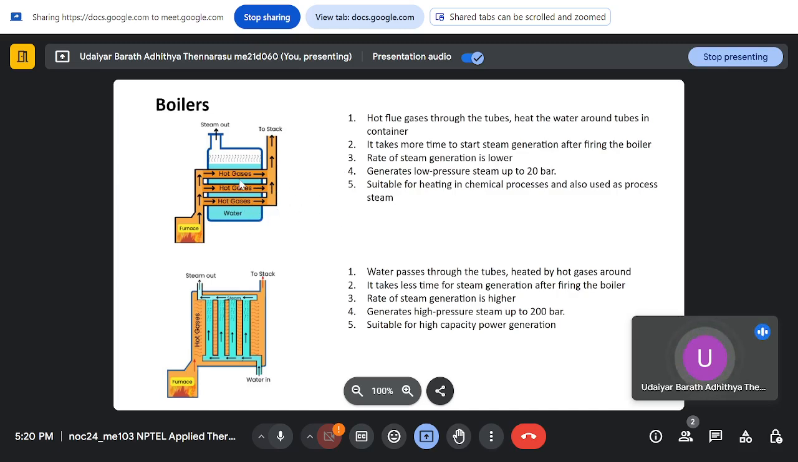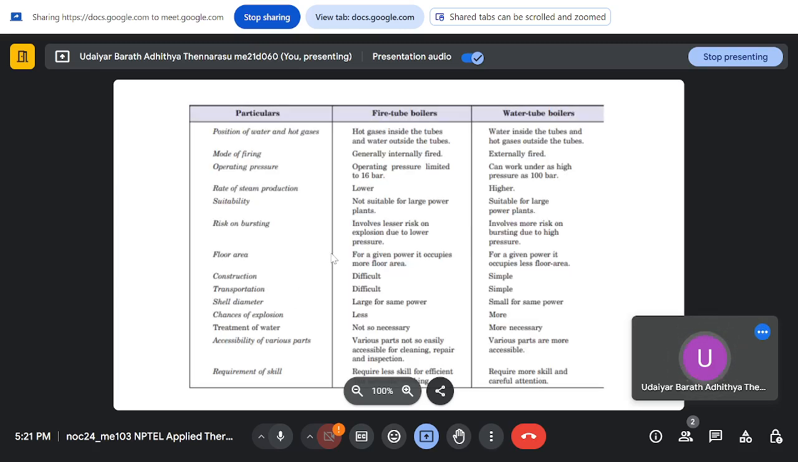So this is generally used in cases where you have heating in chemical processes, and also where process steam is required. Here, generally, the hot flue gas goes outside the tubes and water is passed inside the tubes. Here the disadvantages in the above case are the advantages here. So you have high steam generation and you can generate high pressure steam. And it takes very less time. So this is suitable for high capacity power generation.